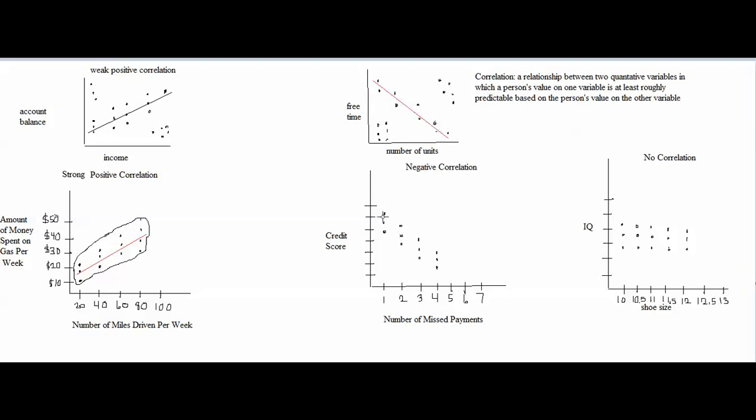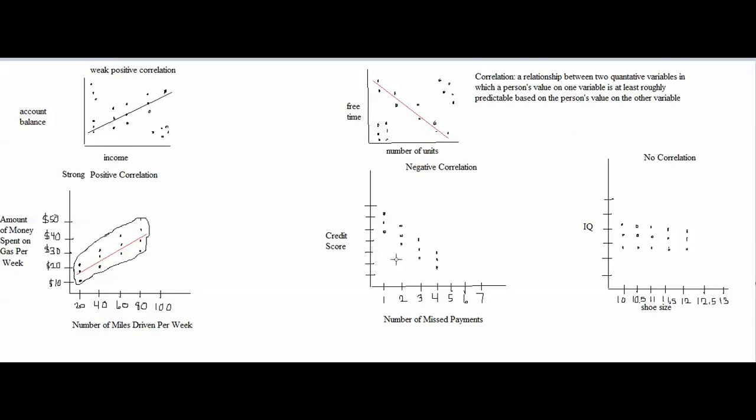What about number of missed payments and credit score? I'm thinking that this would be a more consistent correlation, or a stronger correlation, because when people miss more credit payments, their credit score, at least I think, almost always goes down. So if you miss more credit card payments, your credit score will go down pretty consistently.